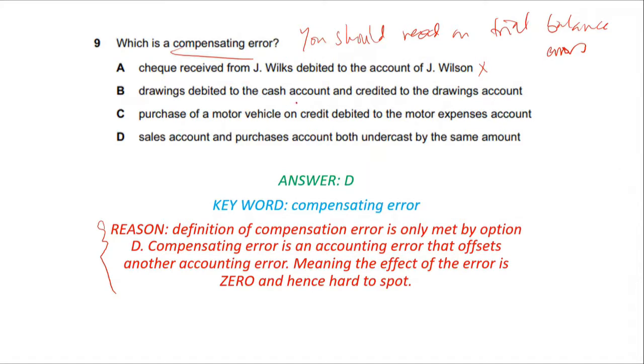So, drawings debited to cash account and credited to the drawings account. No, again, this does not meet the definition. Purchase of motor vehicle on credit debited to the motor expense account. This also does not meet the definition. Sales account and purchases account both undercast by the same amount. Yeah, now this sounds very appropriate. So both these accounts have been undercast by the same amount, so basically no effect on overall balancing. So option D is the correct answer here.